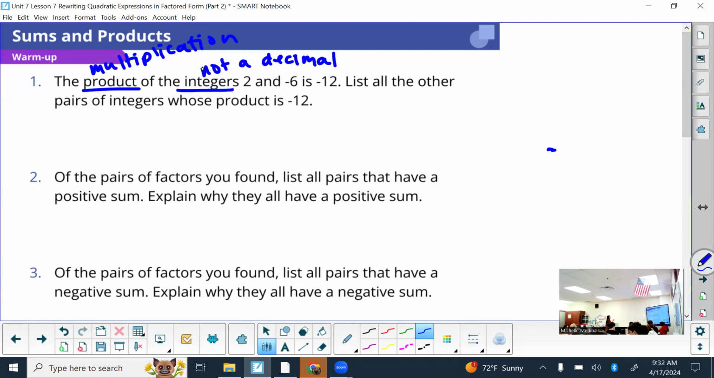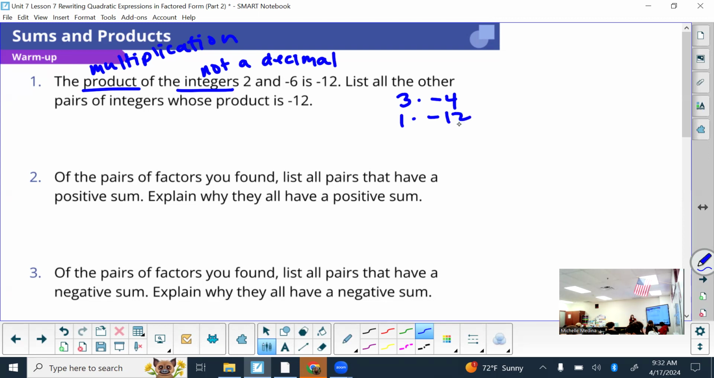So they gave you an example, 2 and -6, when you multiply them, you get -12. We want other pairs of integers, so non-decimals, that also multiply to -12. So table 3, can you give me another pair that multiplies to -12? 3. All right. Good.